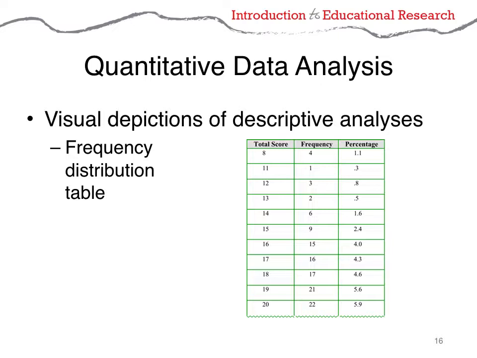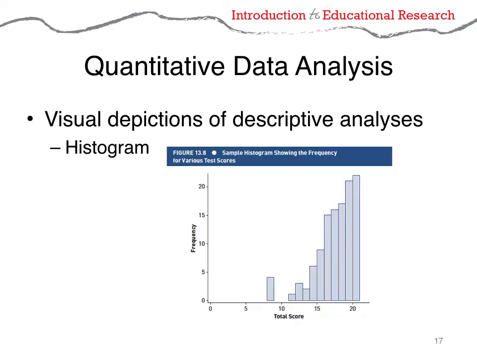But on a fundamental level, with descriptive analyses, you may just put data in a table. And so here you see a frequency distribution table, and you see the total score, and then the frequency upon which that happened, and then the percentage that represents. Having data in tabular format can be really helpful for readers to get a sense of what the data set is and what we have to work with.